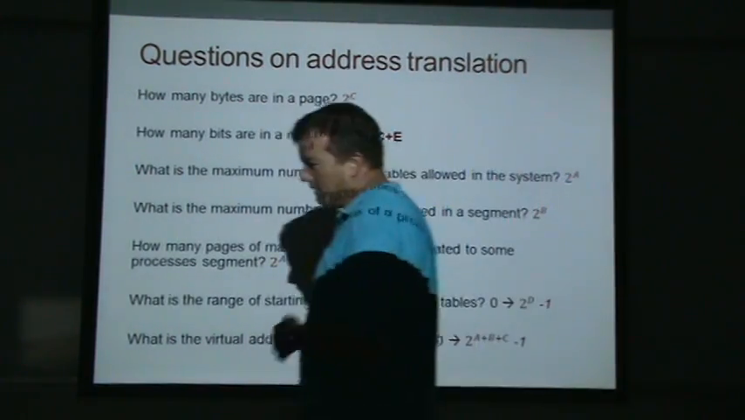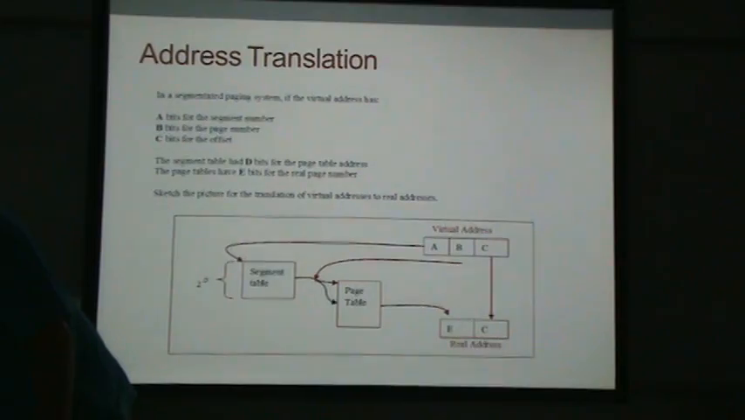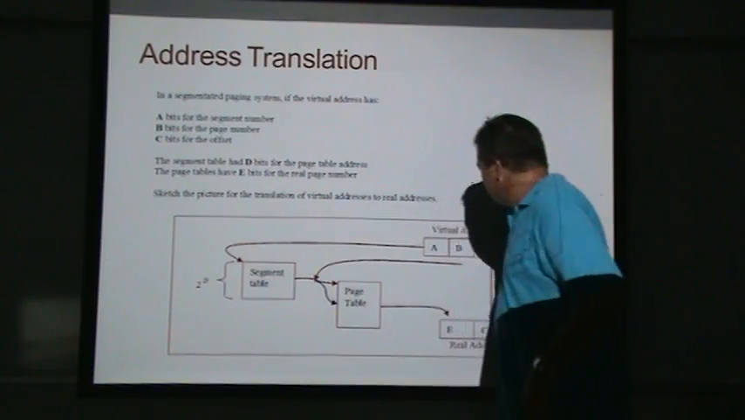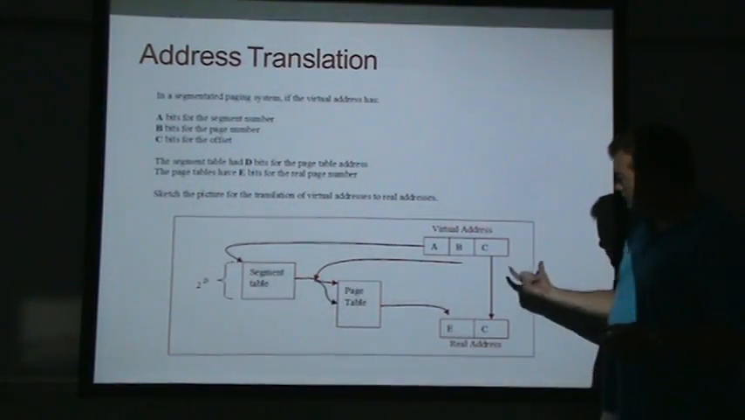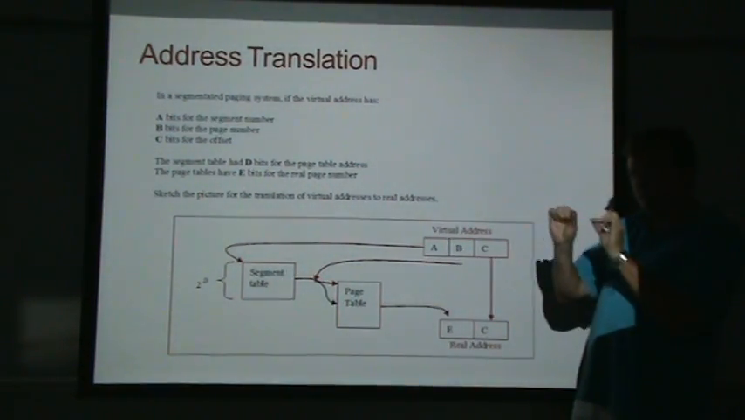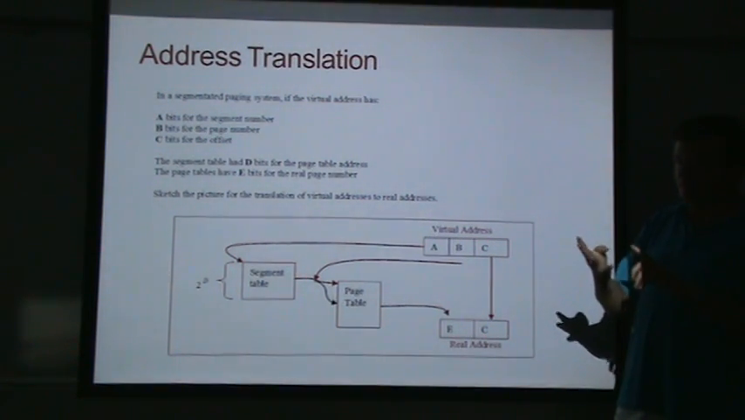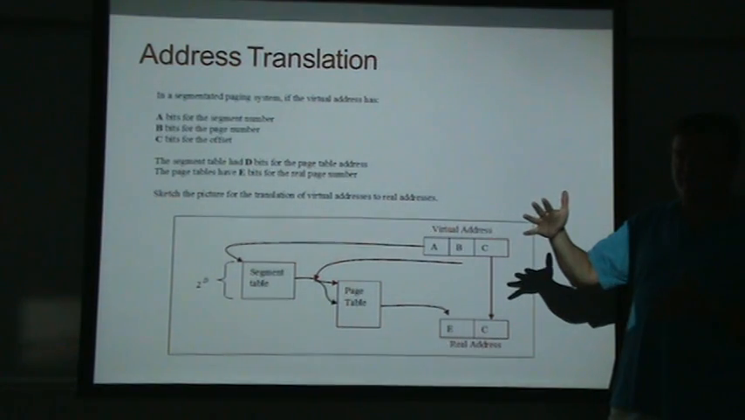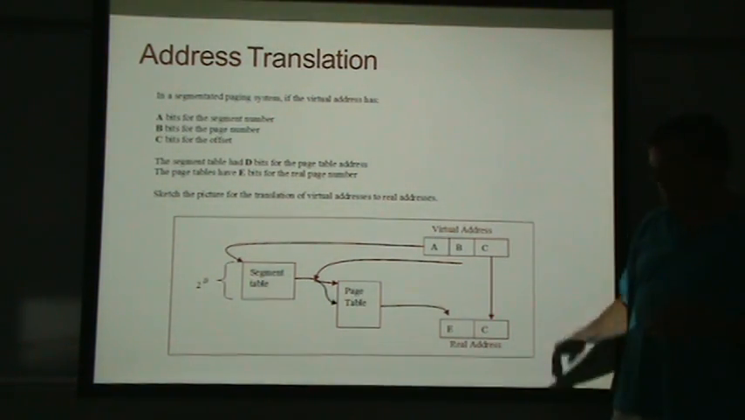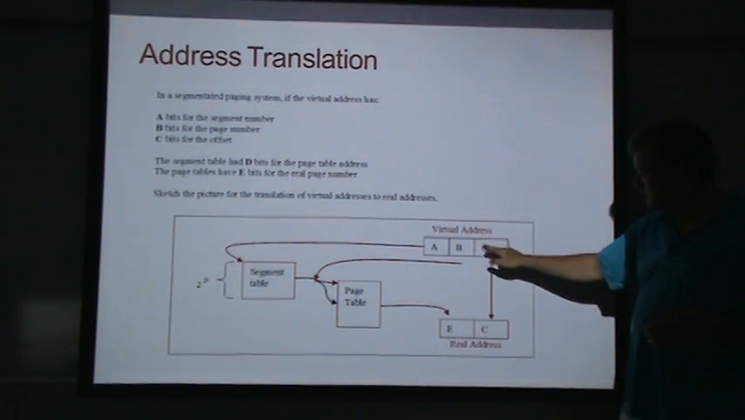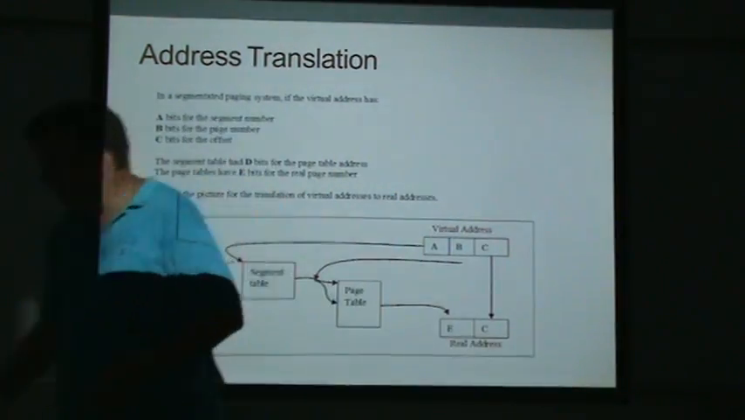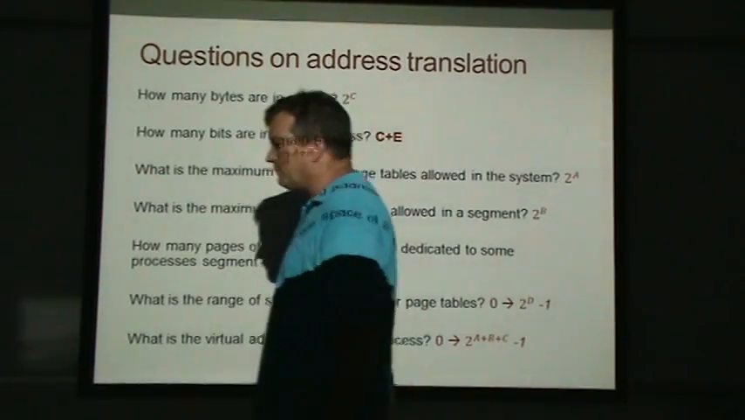I've got the answers up here in red, but how many bytes are in a page? If the page can be addressed with C bits, like if you had 3 bits, it could be 0 through 7 bytes in that page. So whatever 2 to the offset is would be the number of bytes in a page.